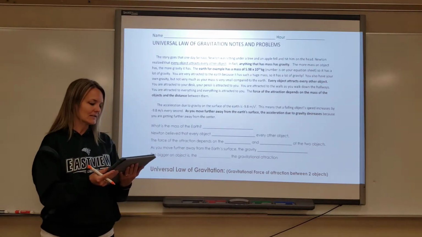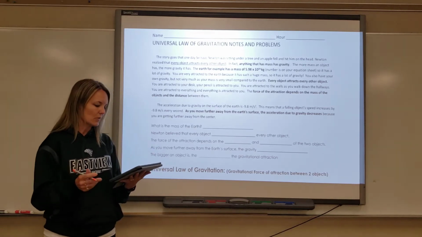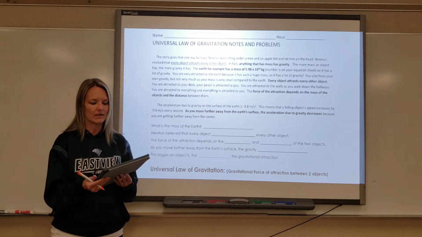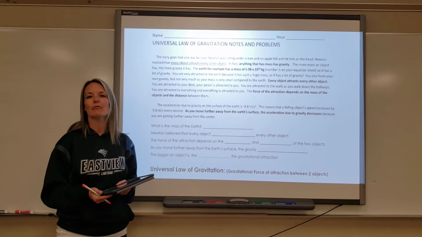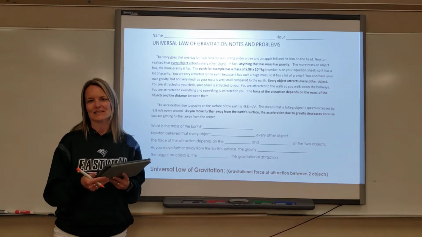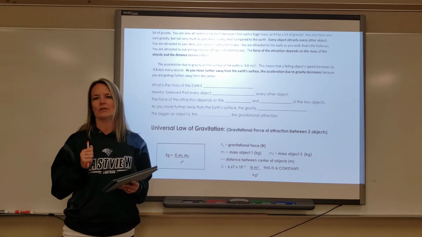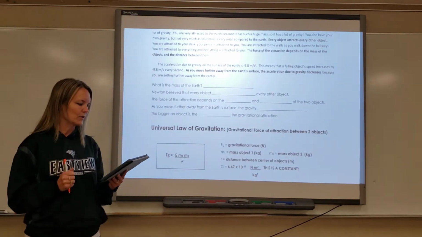Every object attracts every other object. You are attracted to your desk, your pencil, to the walls as you walk down the hallway. You're attracted to everything and everything is attracted to you. That force of attraction depends on two things: the mass and the distance between the objects. Here on the surface of the Earth, gravity is negative 9.8. That's that force of attraction.